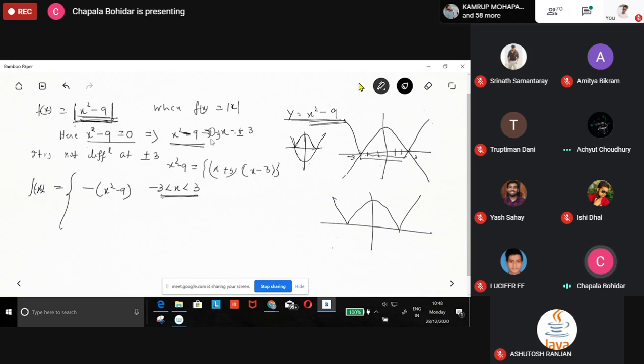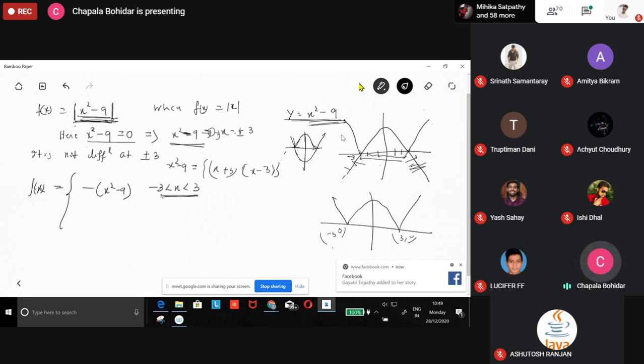You may cancel here to explain what you have done. So your curve is like this. This portion is reflected to be above the x-axis, so it is like this. That's why I've done it here. So now what I got here: between minus 3, 0 and here 3, 0.